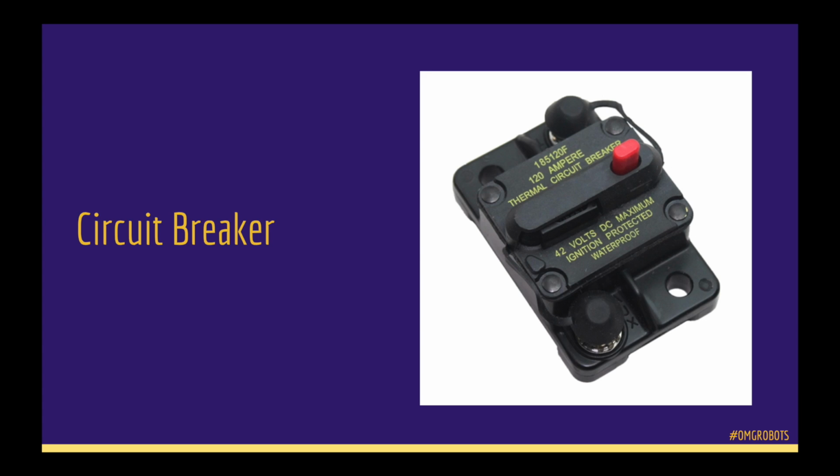Specifically, we use a 120 amp circuit breaker, which basically means that current flow is cut off when the current exceeds 120 amperes. However, most often, the circuit breaker will be used to turn the robot on and off.